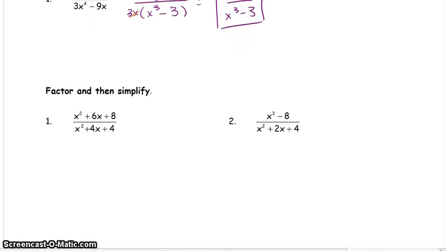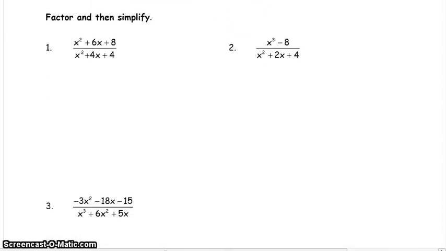Okay, so now let's start doing new things. It says factor and then simplify. So that's what we're going to do each time: we're going to try to factor what we can using the different methods that we know, and then see what we can cancel out.